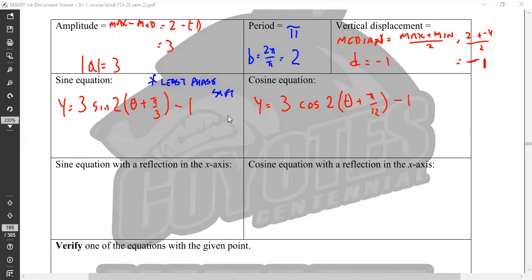Sine equation with a reflection in the x-axis. What that's getting at is this, that we want -3 sine 2 bracket -1. So everything's really the same except the sign on A. A is going to be -3.